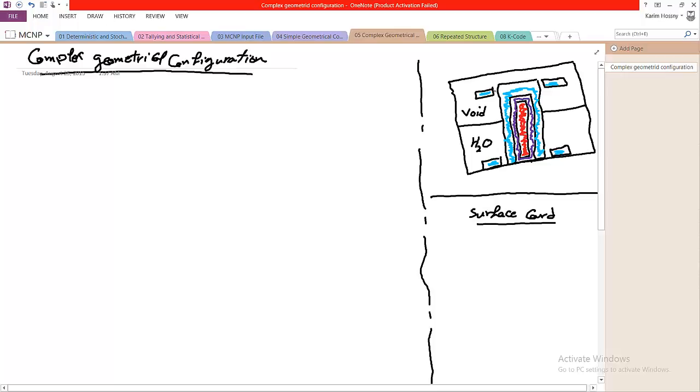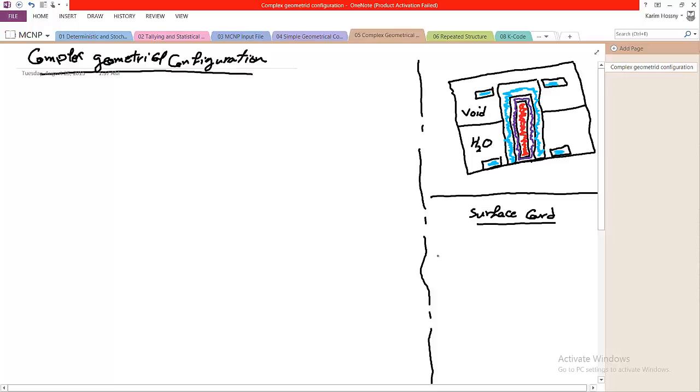Let's see here that there is a tolerance between the support plates and the fuel rod. Half of this tolerance is filled with water because this is the water level, specifying the level of the water in the box that includes this fuel rod, and the other one is air, which can be modeled as void.